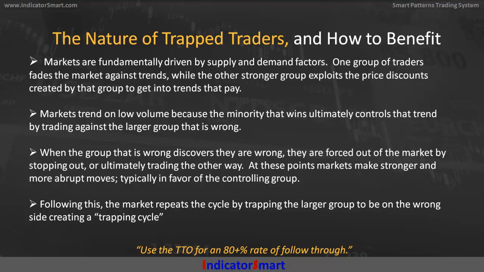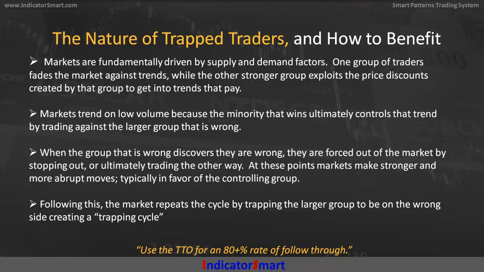So the nature of trap traders and how to benefit from it. Markets are fundamentally driven by supply and demand factors. One group of traders fades the market against trends, while the other's stronger group exploits the price discounts created by that group to get into trends that pay. Markets trend on low volume, contrary to popular belief, because that minority that wins ultimately controls the trend by trading against the larger group that is wrong.